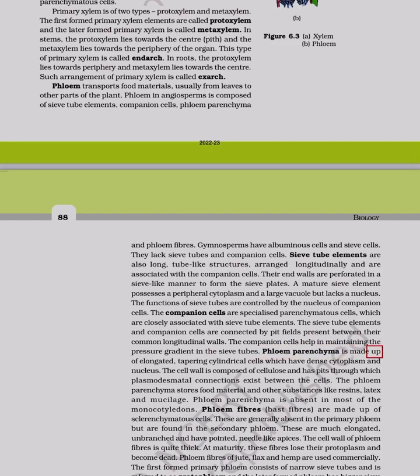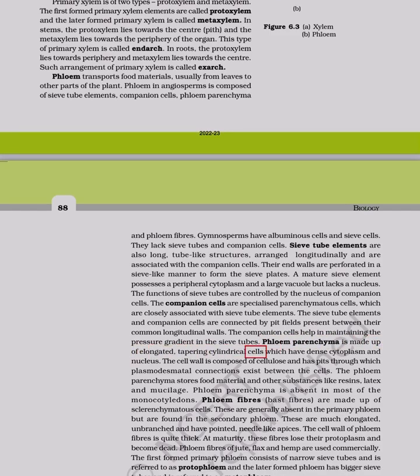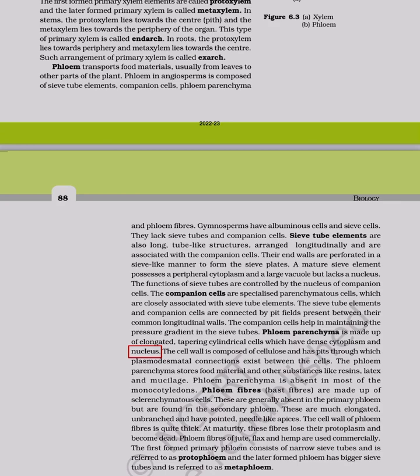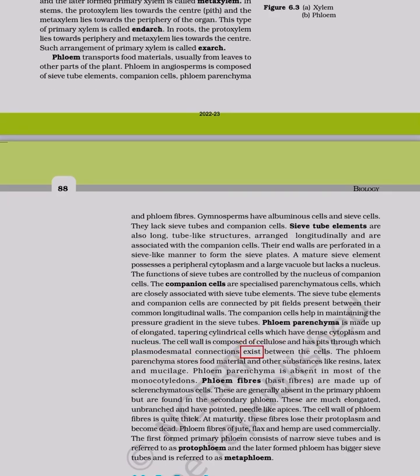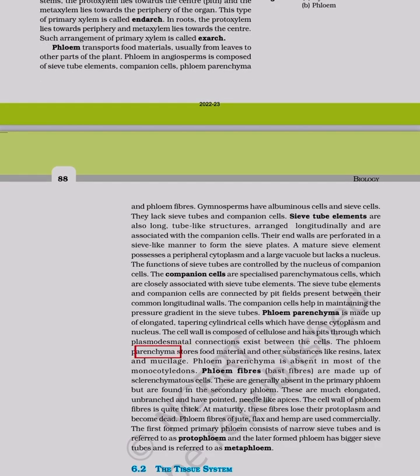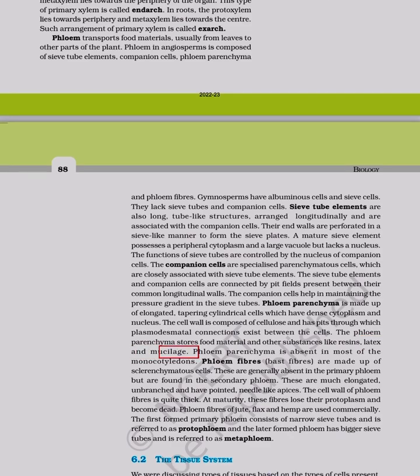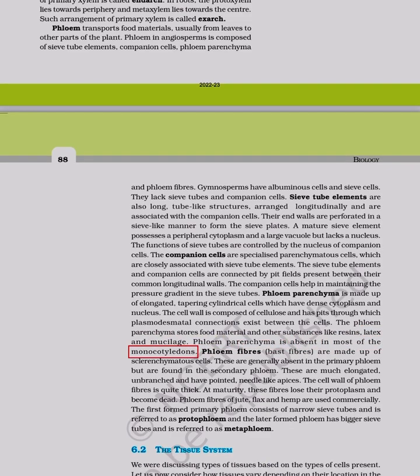Phloem parenchyma is made up of elongated, tapering cylindrical cells which have dense cytoplasm and nucleus. The cell wall is composed of cellulose and has pits through which plasmodesmatal connections exist between the cells. The phloem parenchyma stores food material and other substances like resins, latex and mucilage. Phloem parenchyma is absent in most of the monocotyledons.